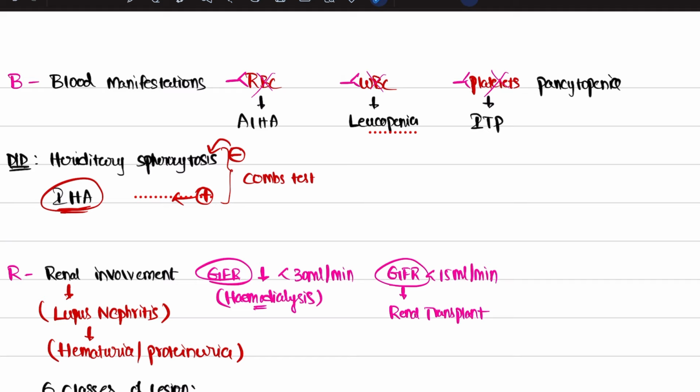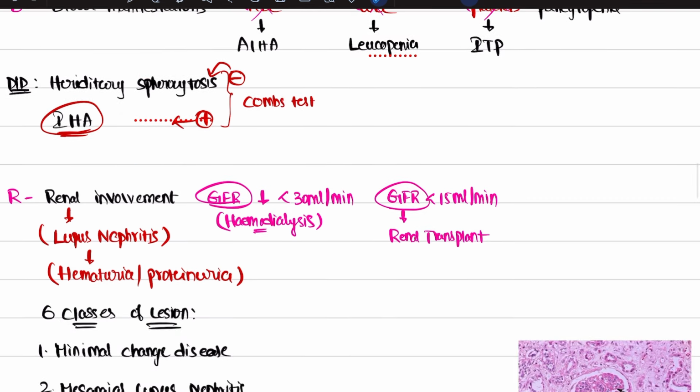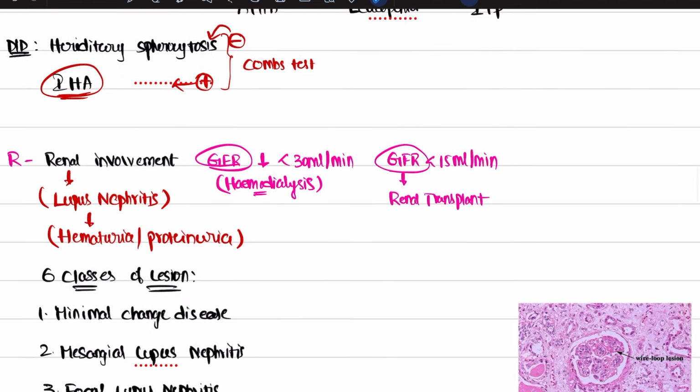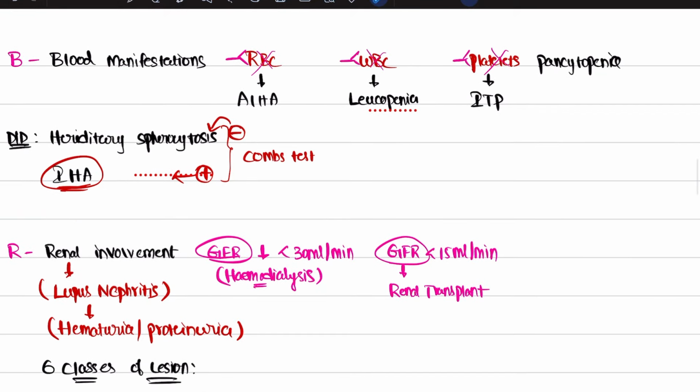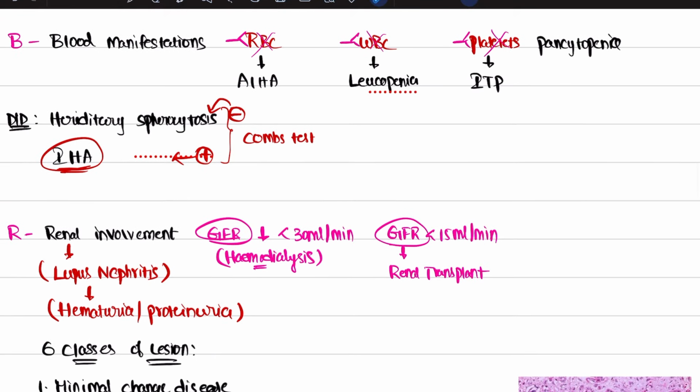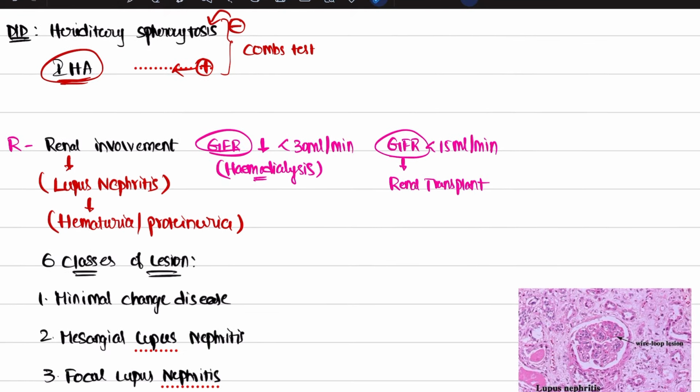We just do the Coombs test. If the Coombs test is positive, then that is AIHA. If the Coombs test is negative, then that is hereditary spherocytosis. And next is R. So we completed B. Next is brain R. Next is renal involvement.